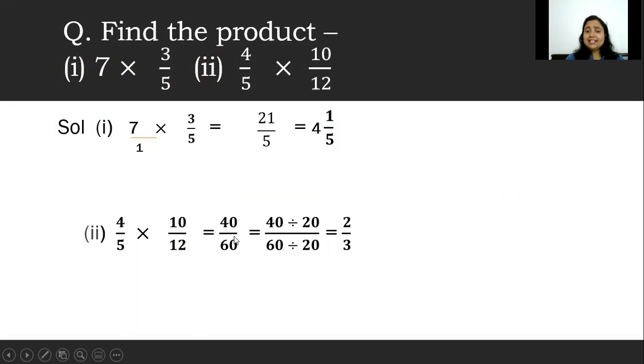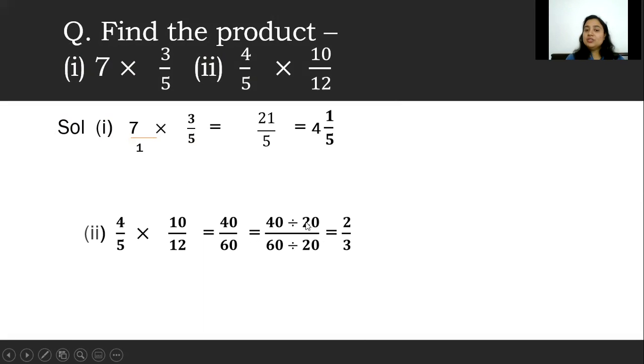40 and 60. They both come in the table of 20. Okay, how can we get the reduced form in one go? See, generally you can divide it with 2 also, then 5 also, and 10 also. Why have I taken only 20? This why is very important. Students, I have taken this 20 because 20 is the HCF of 40 and 60. And if you reduce a fraction by the HCF of numerator and denominator, then you will get the reduced form in one go, right?